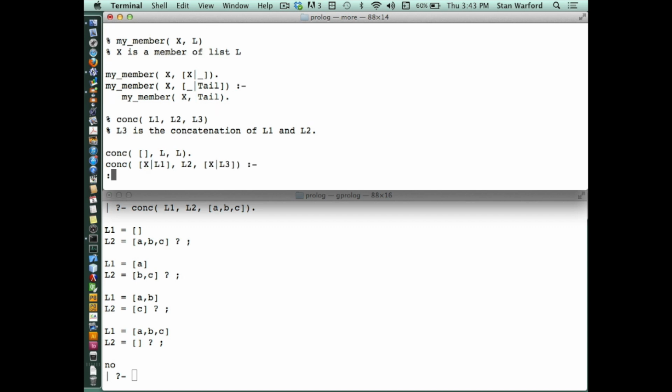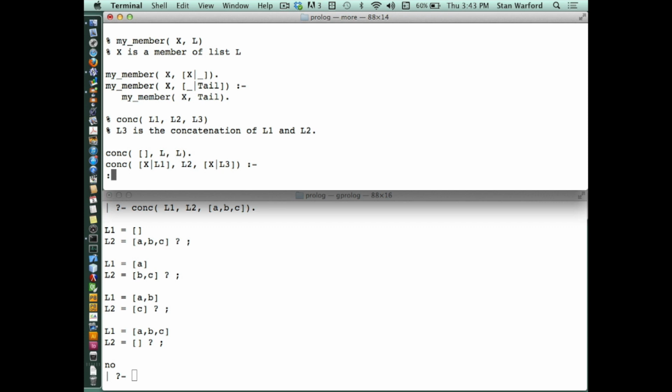Now, this is really strange. Here again, the complexity is in the head of the goal. The complexity of the arguments is in the head of the goal. Look, what does this say? If you concatenate X vertical bar L1 with L2 to get X vertical bar L3, that will succeed if what? Because what is X vertical bar L1? That's L1 with a what? With an X in front of it, right?